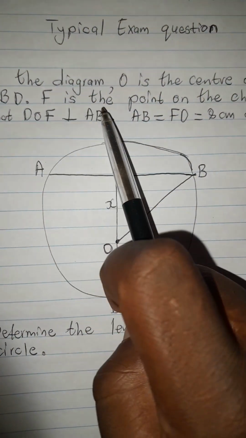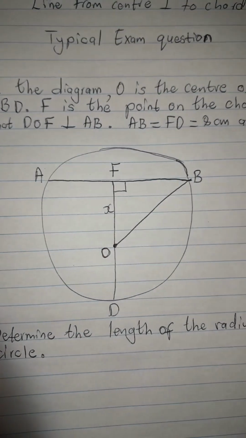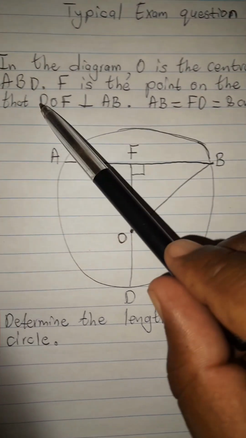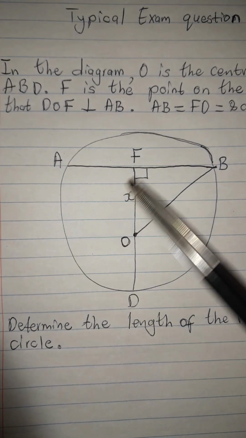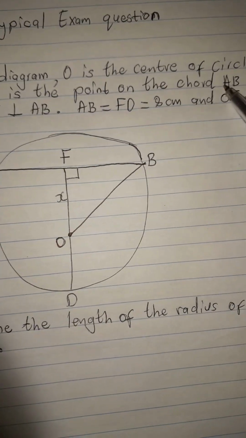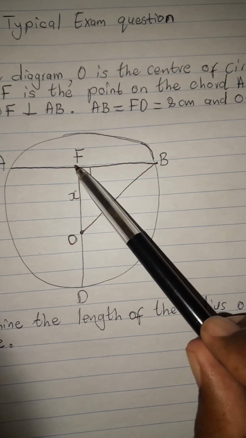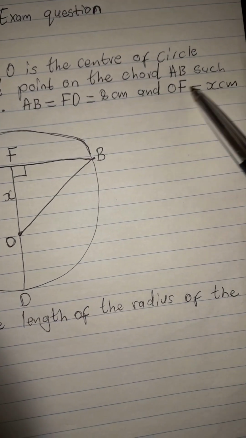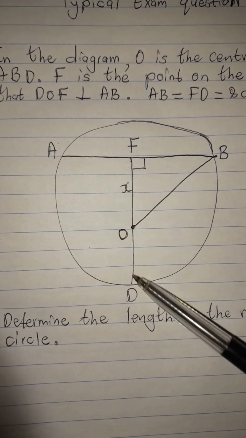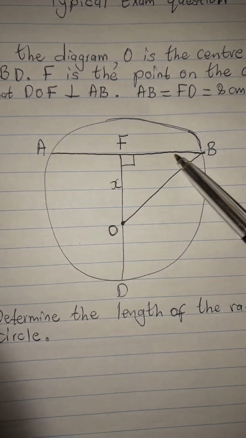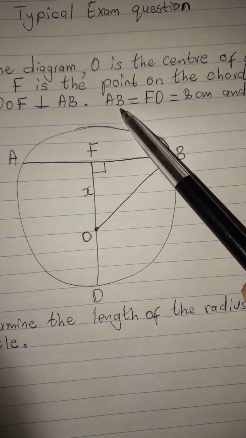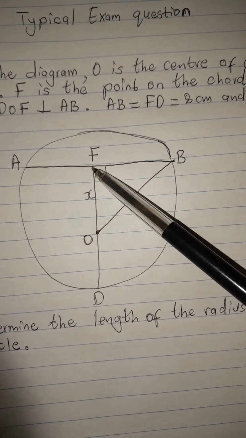In the diagram below, O is the center of a circle ABD. F is a point on the chord AB, and we can see there's F there, such that DOF is perpendicular to AB. You can see it forms 90 degrees. So AB is equal to FD.